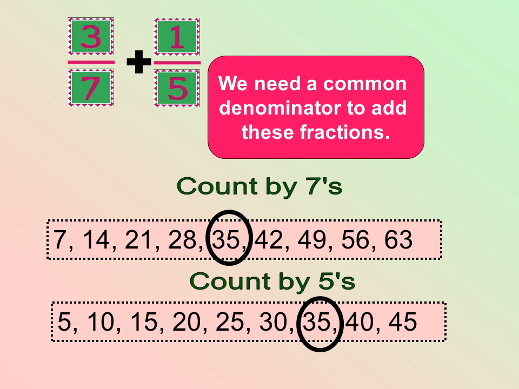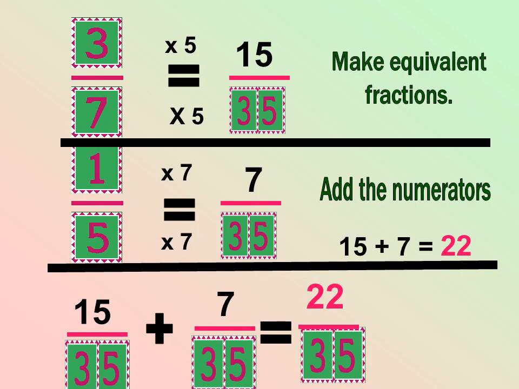Another example, 3 out of 7 plus 1 out of 5. Here we have different denominators, so go on, get the least common multiple between 7 and 5, so we'll get 35. Multiply 3 out of 7 by 5 and 1 out of 5 by 7. Then add 15 plus 7, 22, while the denominator stayed the same, 35.